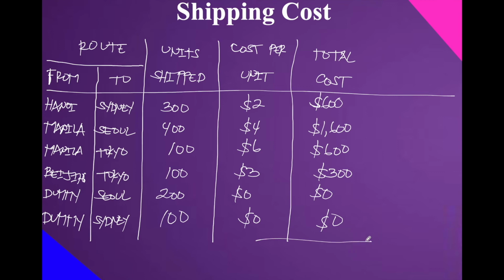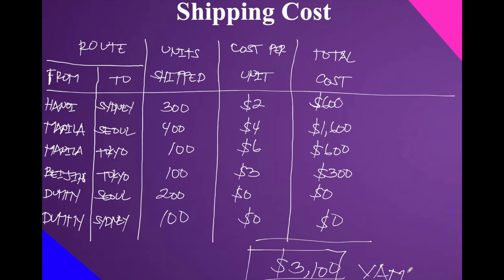Last and final na step na kailangan natin gawin is to get the summation of our total cost, which are, ang data natin is $600, $1,600, $600, $300, 0 and 0. Okay? And ang total niya actually is 3,100. And this is now our optimal solution for VAM.